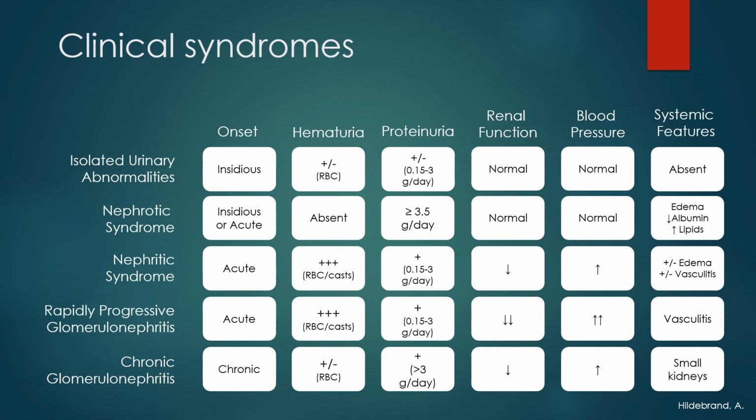A reduction in renal function, a rise in blood pressure, and systemic features can include edema, vasculitis, or features of lupus. An RPGN generally has a very acute onset with significant hematuria and proteinuria, a very rapid and significant decline in kidney function and rise in blood pressure, and systemic features can include vasculitis, lupus, and pulmonary hemorrhage. Chronic glomerulonephritis is more chronic in onset with hematuria and proteinuria present, a slower decline in kidney function, and a rise in blood pressure, and systemic features can include small kidneys on imaging.